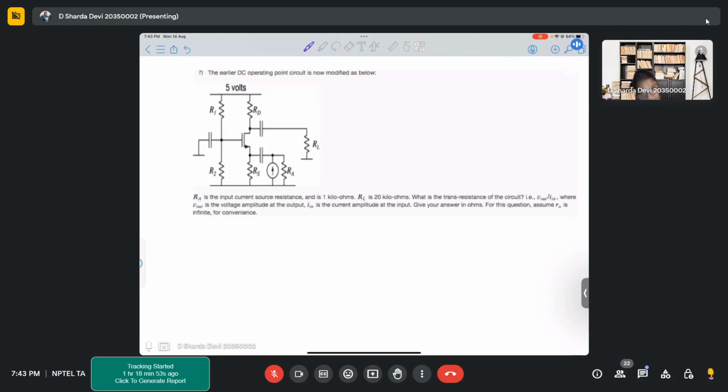So in this particular problem, in this circuit, has anything changed? What are the differences that you can see? First of all, what is the configuration of this circuit? Is it CS, CD, CG? Okay, let's take a poll. Mention in the chat how many of you think it is CS, how many think it is CG, how many think it is CD.